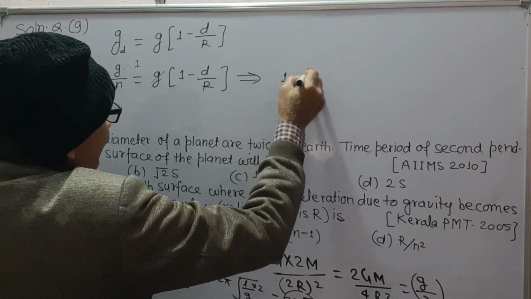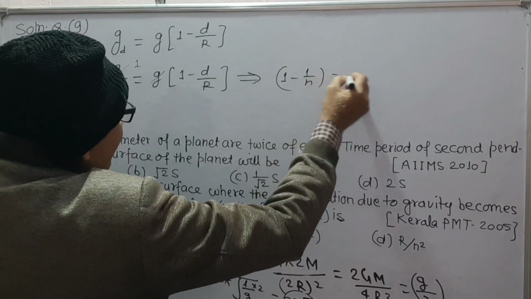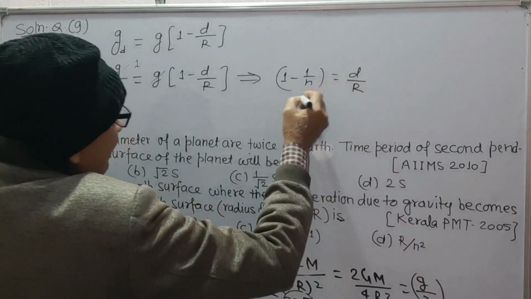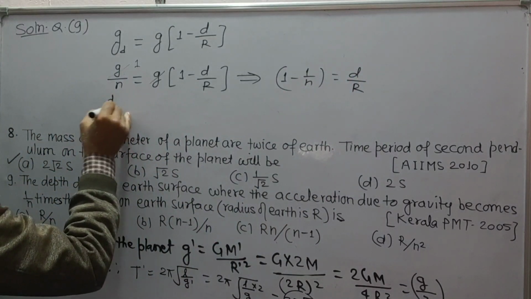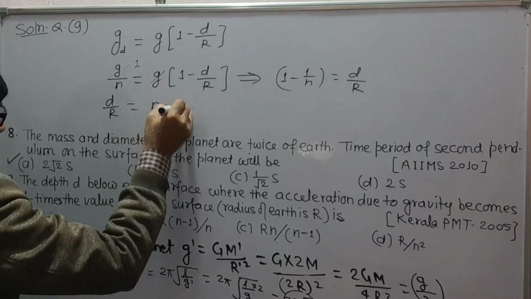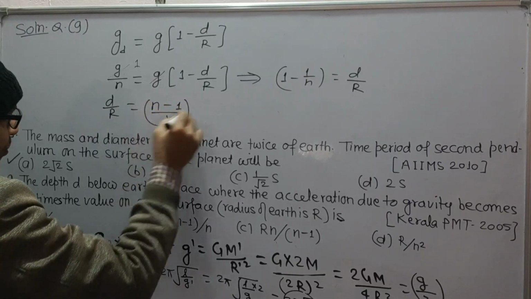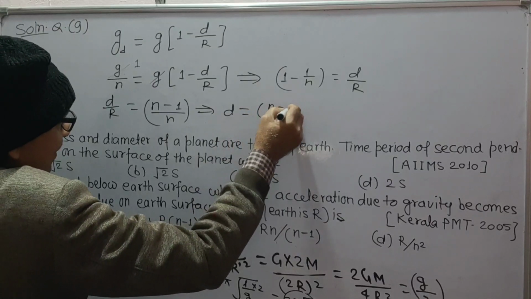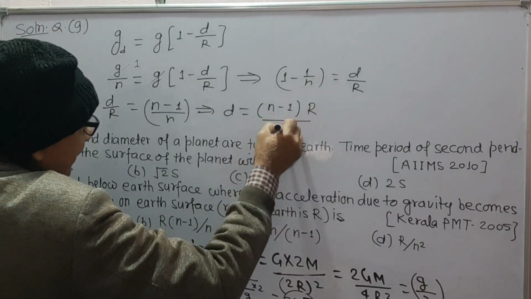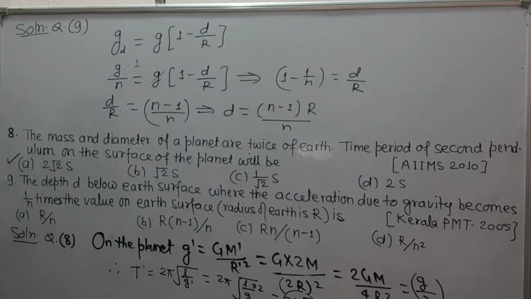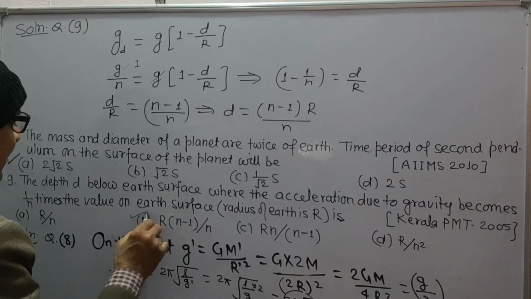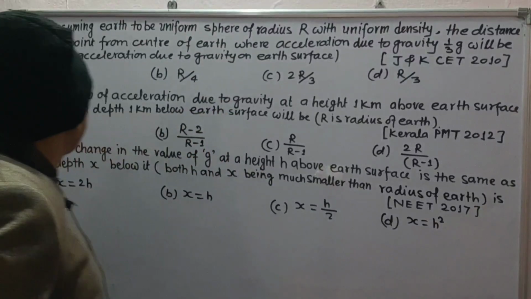Therefore, 1 minus 1 upon n will be equal to d upon R. d upon R will be equal to n minus 1 upon n. So d becomes n minus 1 into R upon n. So the correct option is n minus 1 upon n into R. B is the correct option.